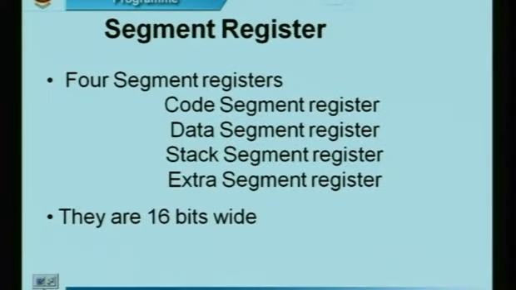I would like to continue from where Ramesh Babu left yesterday. He mentioned the segment registers, saying that there are 4 segment registers: code segment, data segment, stack segment and extra segment. These segments are 16 bits wide, and the external address lines available on an 8086 and 8088 microprocessor are 20.